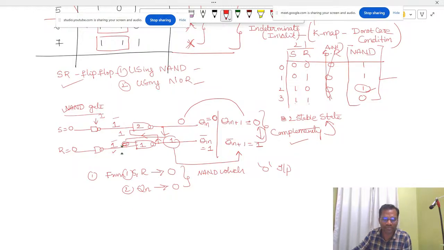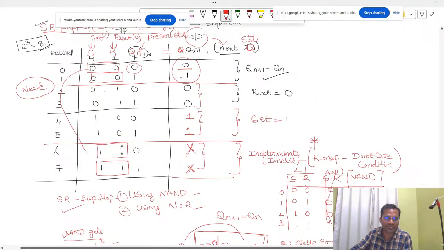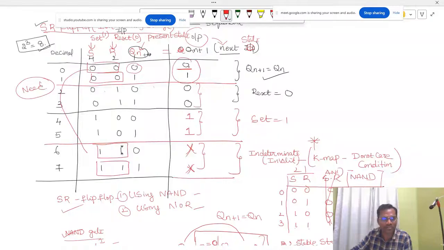So that's how you can see here. What is the output we had got now? Qn plus 1 is equal to how much? 0. Qn plus 1 is equal to 0. Qn is also 0. What is the statement I can write down here? Qn plus 1 is equal to how much? Qn. You see that condition is satisfied here. Qn value is how much? 0. What is Qn plus 1 value? 0. So this we had done now, by taking S equal to 0, R equal to 0, and Qn equal to 0.